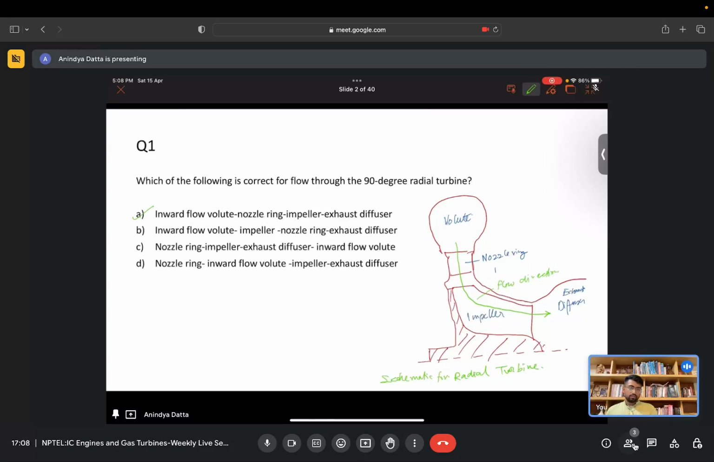If you remember, in a radial turbine we have a radial inlet, so flow enters radially and flow goes out axially. In the case of a centrifugal compressor, the schematic looks similar, but the flow enters axially and then goes through the impeller, and after that there is a diffuser ring at the outlet of the impeller, and then the volute. So that's the difference. Let's move on to question number 2.